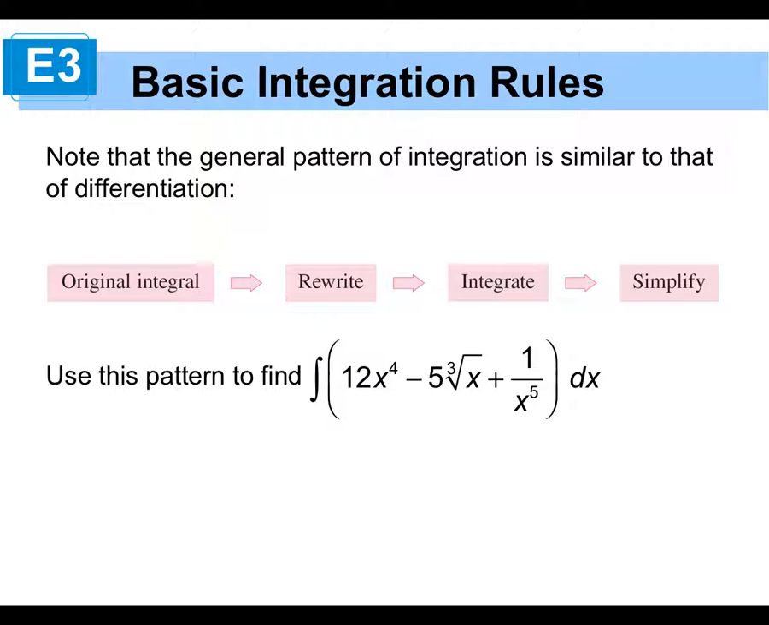Original integral. Rewrite it. How would you rewrite this? 5x to the 1/3 plus x to the negative fifth. Integrate it. Well, we did a fractional exponent already, but you did 2/3, right? Here's a 1/3. Shouldn't be a problem. What about a negative exponent? Want to hear the most common mistake that people make in integrals across the board? What's the integral of x to the negative fifth?